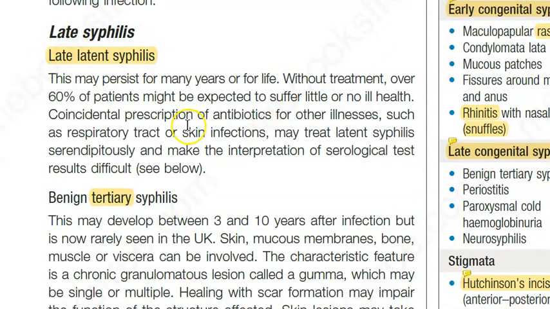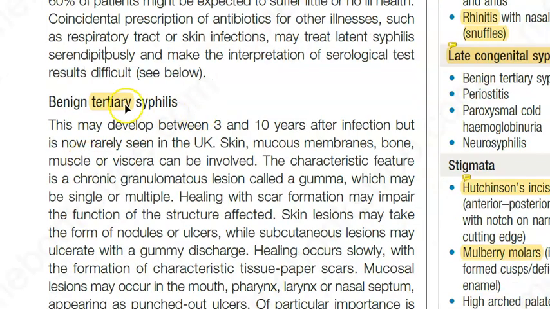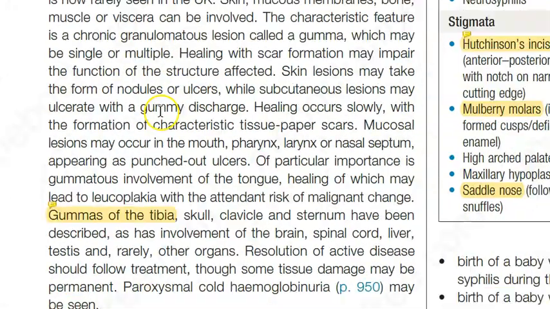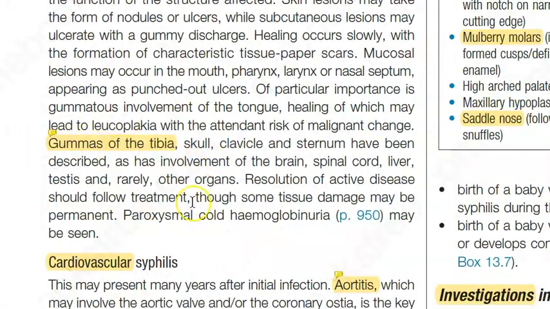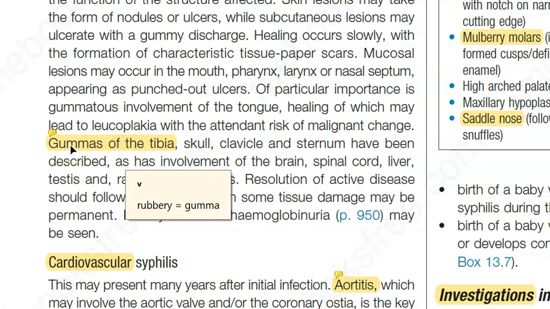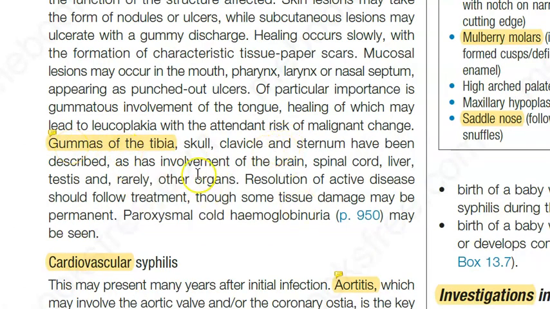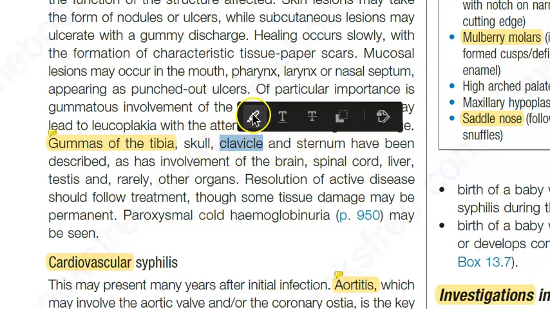Okay. Now, let's move on here. You have something called tertiary syphilis here, isn't it? So there will be gummatous lesions. So basically it means rubbery kind of lesions. There is gumma of the tibia, skull, clavicle, sternum. All this you should know, right?